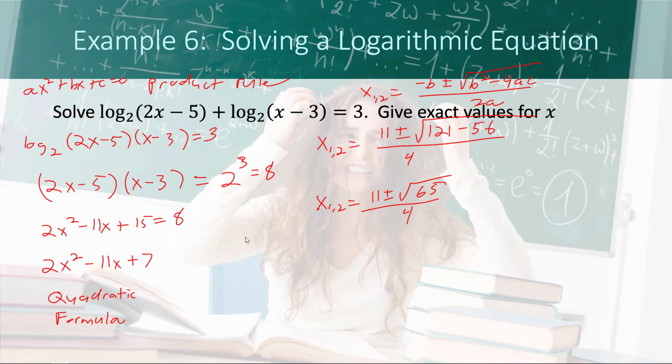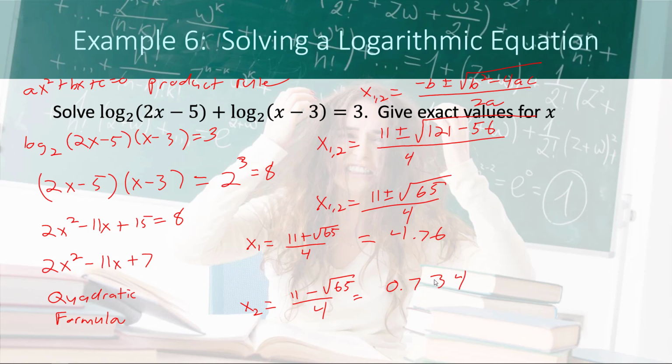So we have two proposed solutions. The first one is 11 plus root 65 over 4. And the next one is 11 minus root 65 over 4. Now it turns out that 11 plus root 65 over 4 is approximately equal to 4.76. And it turns out that 11 minus root 65 over 4 is approximately equal to 0.734.